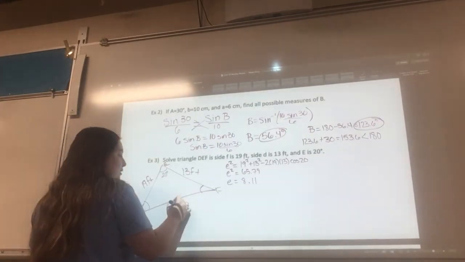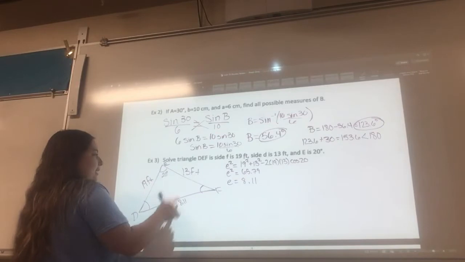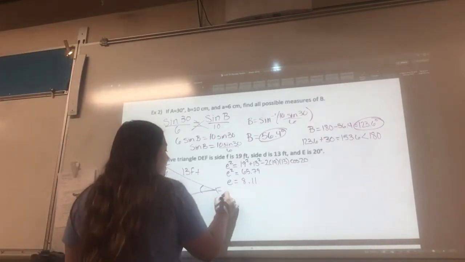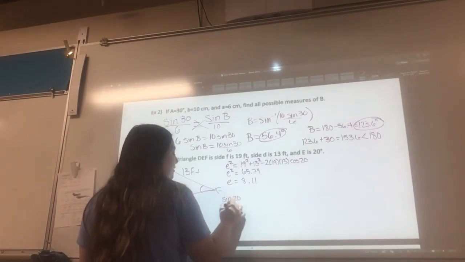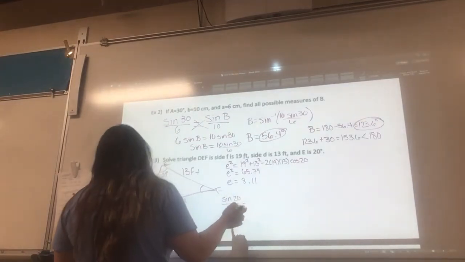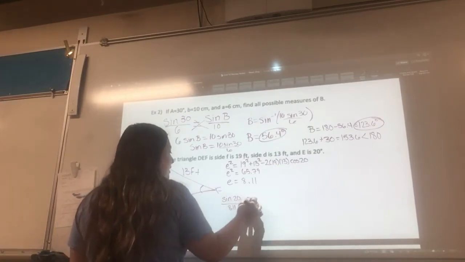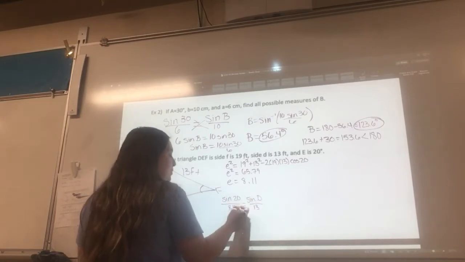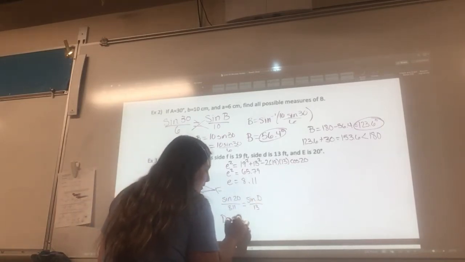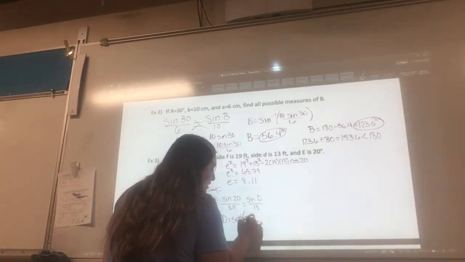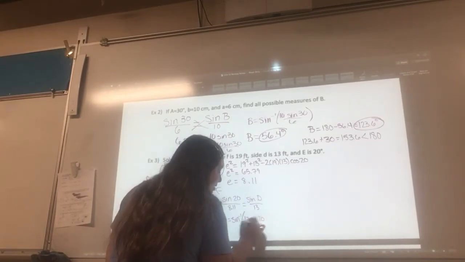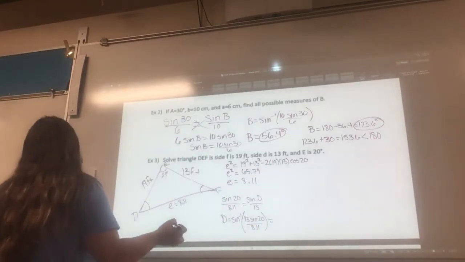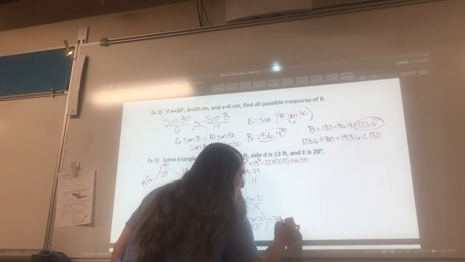Now that we know that E equals 8.11, we have side lengths and a correlating angle, meaning I can use law of sines. So I'm going to do sine of 20 over 8.11 equal to sine of D over 13. I cross multiply and notice that when I plug this all in, it should be sine inverse of 13 sine of 20 divided by 8.11. Plugging it into your calculator, you're going to see that it is approximately 33.2 degrees.